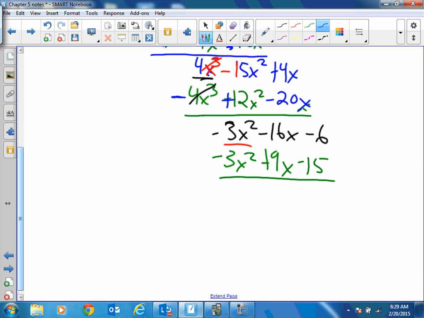So we make those signs opposite. That becomes negative, or that becomes positive. This becomes negative plus a negative, and this becomes positive. So negative 3x squared plus 3x squared cancels out. Negative 16 minus 9 is negative 25x, and negative 6 plus 15 is 9. So our answer is this.